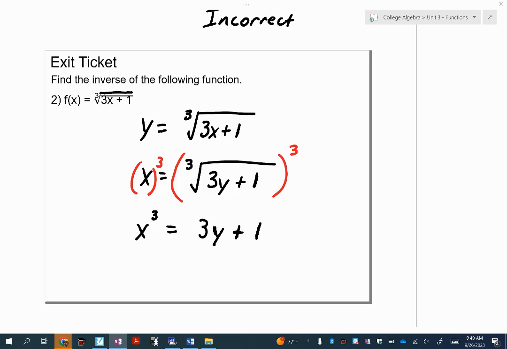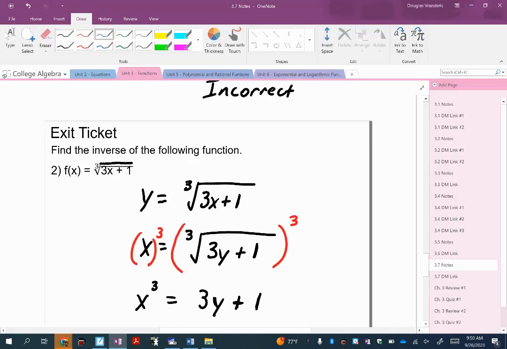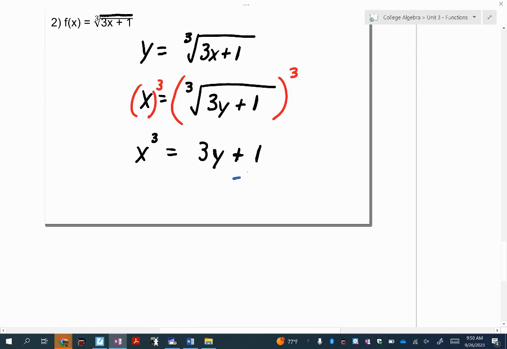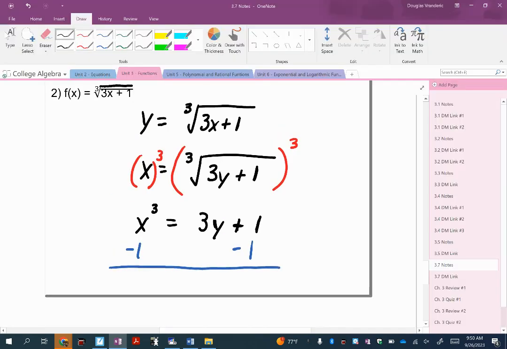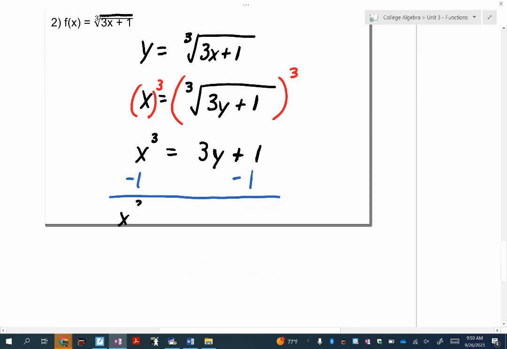Now we're still trying to get y by itself. So how do I move that plus 1 to the other side? Subtract 1. I'm going to subtract 1. So it's x cubed minus 1 equals 3y.